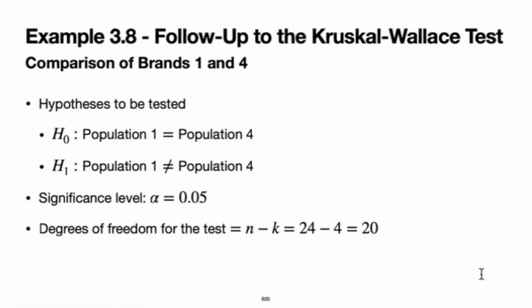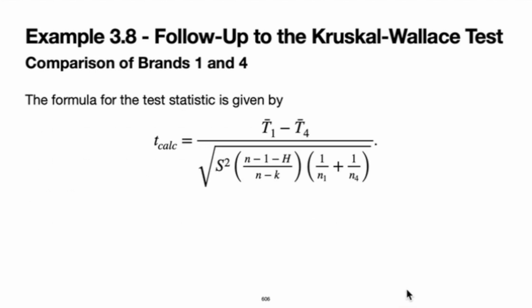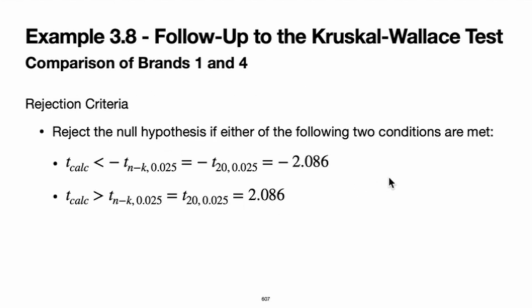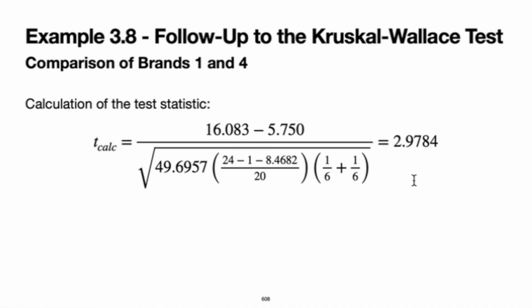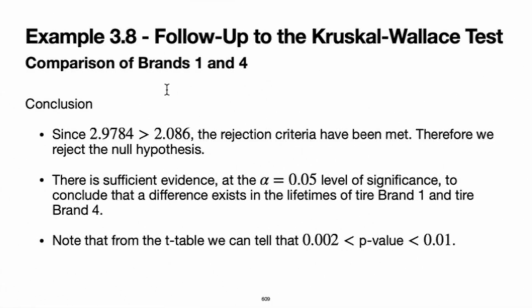The third pairwise comparison is comparison of brands 1 and 4. And so we have the appropriate formula for the test statistic. We utilize the same rejection criteria. And the test statistic for this comparison is 2.9784. And that's certainly larger than the upper critical point. And so the rejection criteria have been met. And so therefore we do reject the null hypothesis.